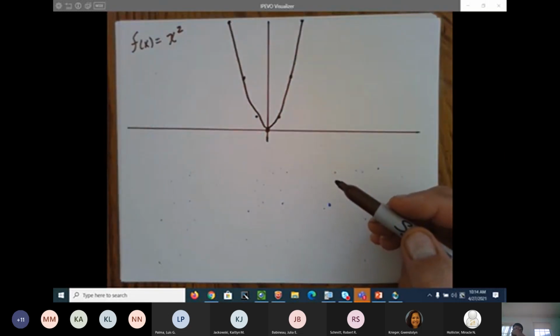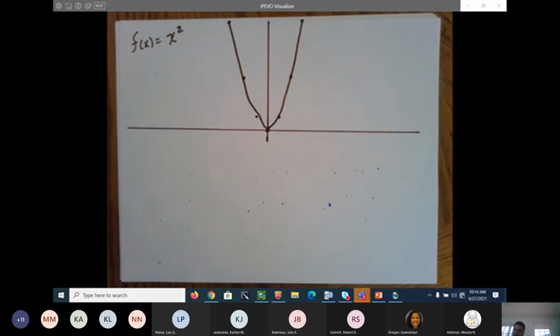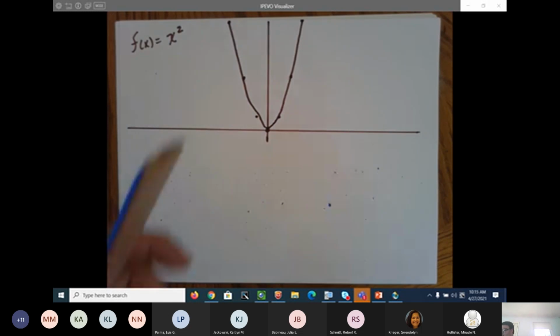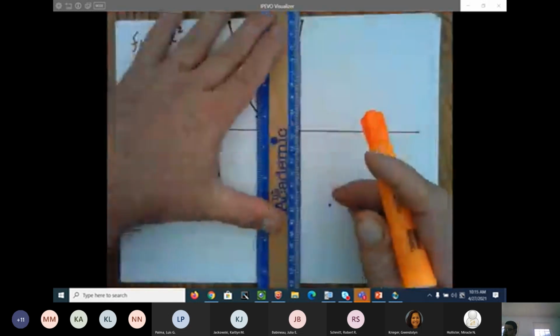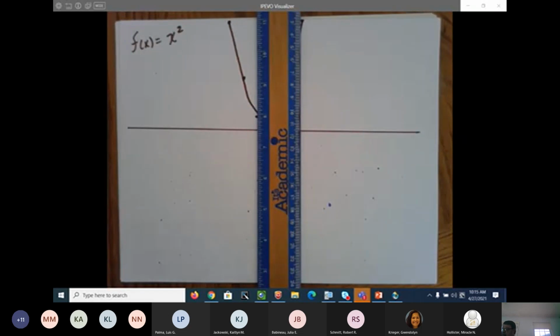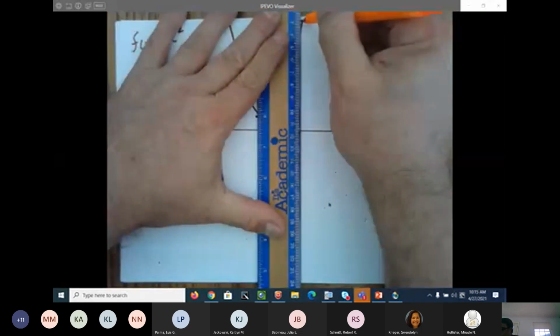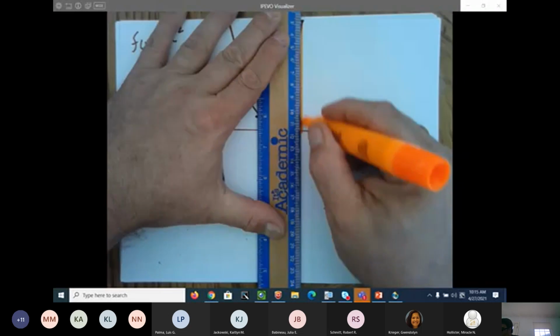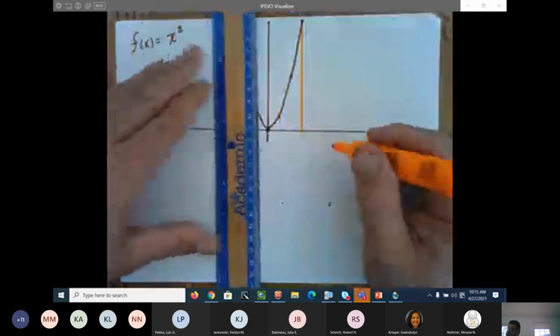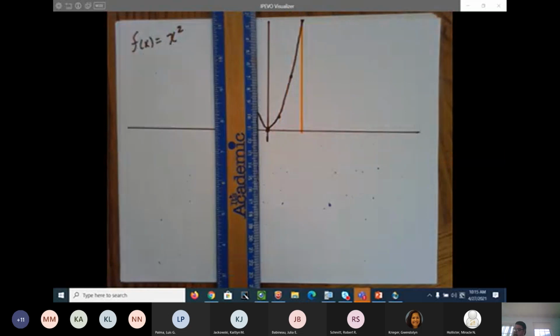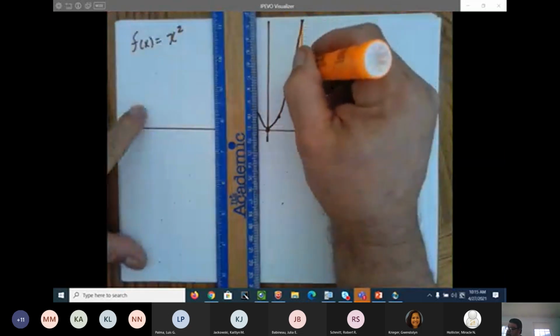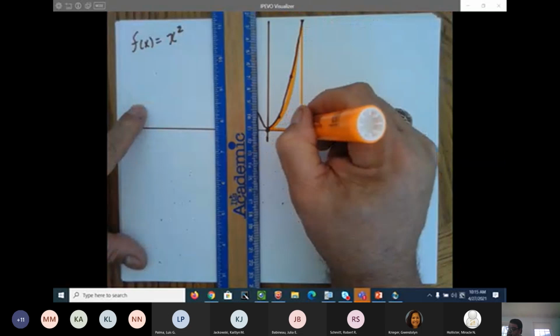Okay. And I want to know the area under the curve from 0 to 3. I'm going to use my orange highlighter, even though I hate orange with dark colors like black and brown. Ugh. Can't stand orange. Okay. So I want to find the area under the curve from 0 to 3.